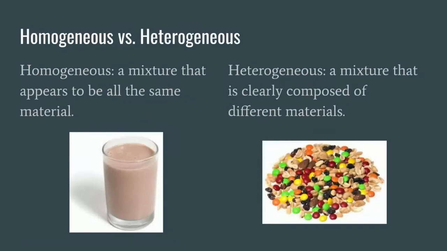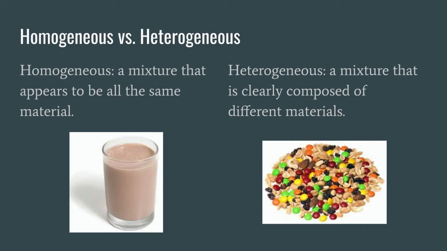Now, first of all, we need to know the difference between a heterogeneous or homogeneous mixture. A homogeneous mixture is a mixture that appears to be all the same material. So the picture that we have here is chocolate milk. We know that we add syrup to regular milk, but there's no chemical reactions going on there. They're just dissolving, which is a physical change, which means that they're mixed together. It looks like everything is the same, but it's not.